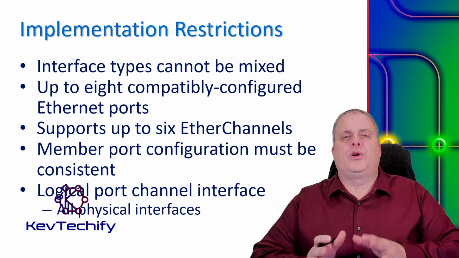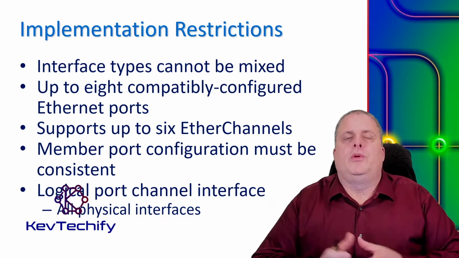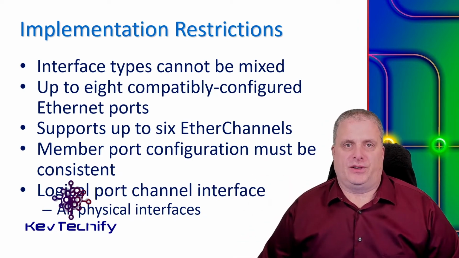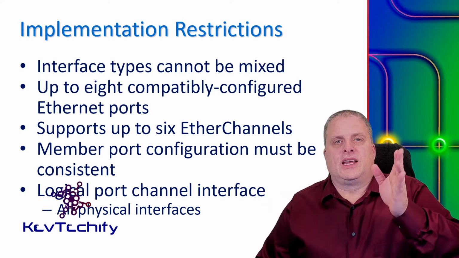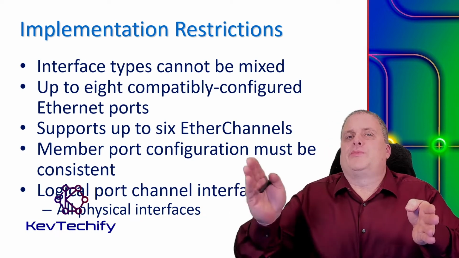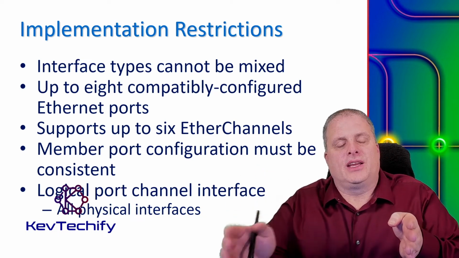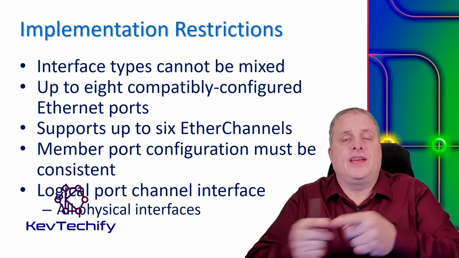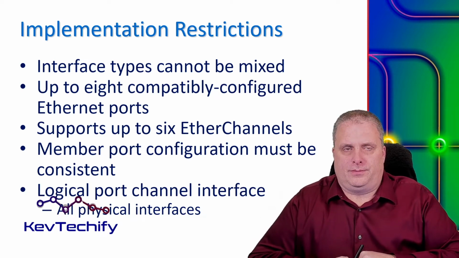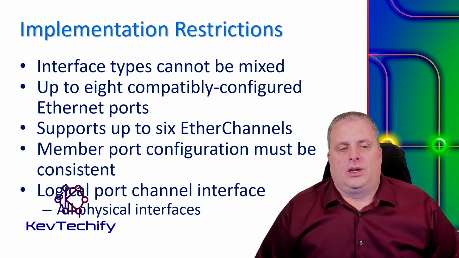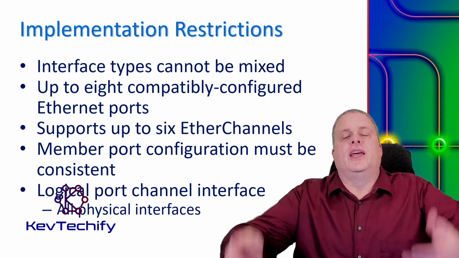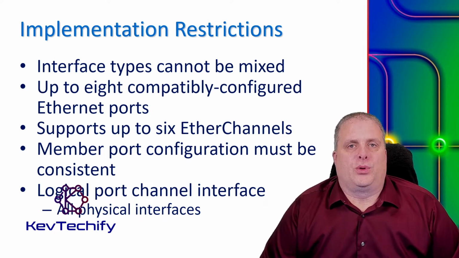Those physical member ports have to be consistent. Now, what do we mean by consistent? If one side of the connection is a trunk, the other side needs to be configured as a trunk. If one side has the native VLAN configured as VLAN 1, native VLAN 1 must be configured as the native VLAN on the far side. If those two native VLANs don't match, that logical EtherChannel will not form. The logical port interface is what we're going to do the configuration on. You apply those configurations, and then it works to all of the physical ports themselves.